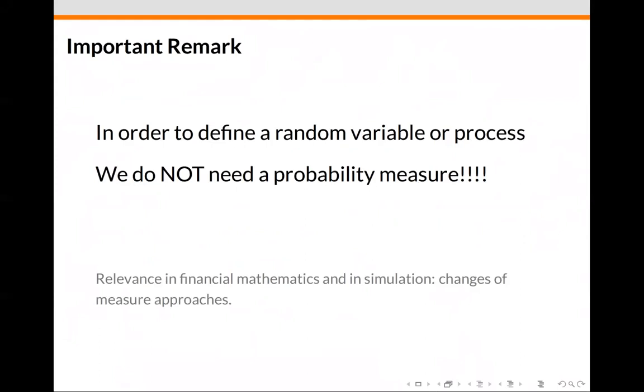There is an important remark before we finish this module. We have defined random variables and processes, and we haven't talked about probability yet. These lectures are called probability theory, and yet we haven't used the word probability a single time. It is not needed. This is an important remark because it is going to be very relevant when we work in financial mathematics or when we work in simulation. Because in both cases, we can use methods that are called change of measure approaches. And these methods, whether theoretical or practical, are going to have a huge influence in the models that we have. So indeed, in order to define random variables, we don't need to define a probability.